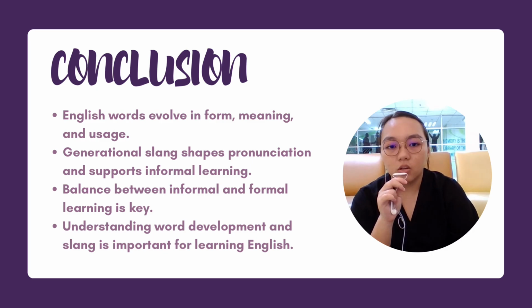In conclusion, English words evolve in form, meaning, and usage. We see earlier words like leisure, world, culture, and genre show how meanings change over time and how pronunciation adapts in different contexts. And then generational slang shapes pronunciation and supports informal learning. Using slang repeatedly helps learners develop natural speaking habits and gain confidence in everyday communication. And then balance between informal and formal learning is key. Because while slang is useful, it should be combined with formal instruction too to maintain clarity and proper language use.